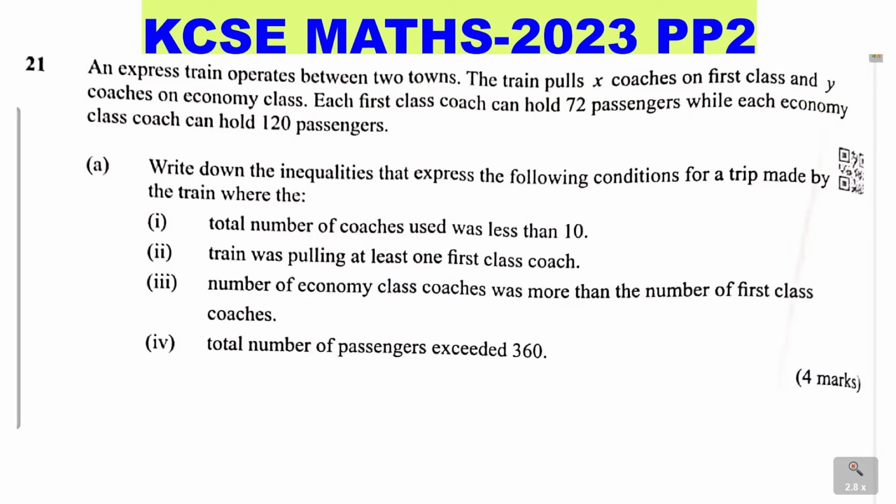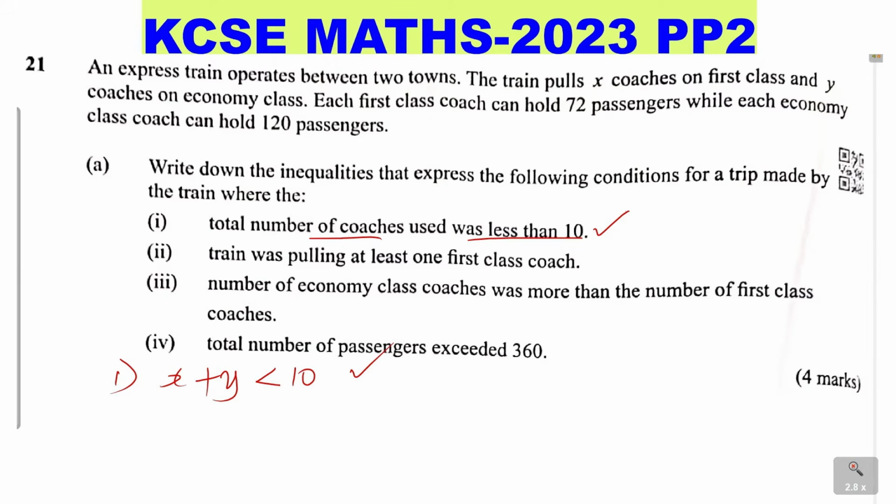Let's go to the first one. Write down the inequality presenting total number, Roman 1. Total number of coaches used was less than 10. That means the coaches of the first class plus the coaches for the economy class should be less than 10. So that one is how we write it. The coaches for the first class presented by X plus the coaches for the economy class now give the total number of coaches, and that one should be less than 10. That sum should be less than 10. So that is the first inequality.